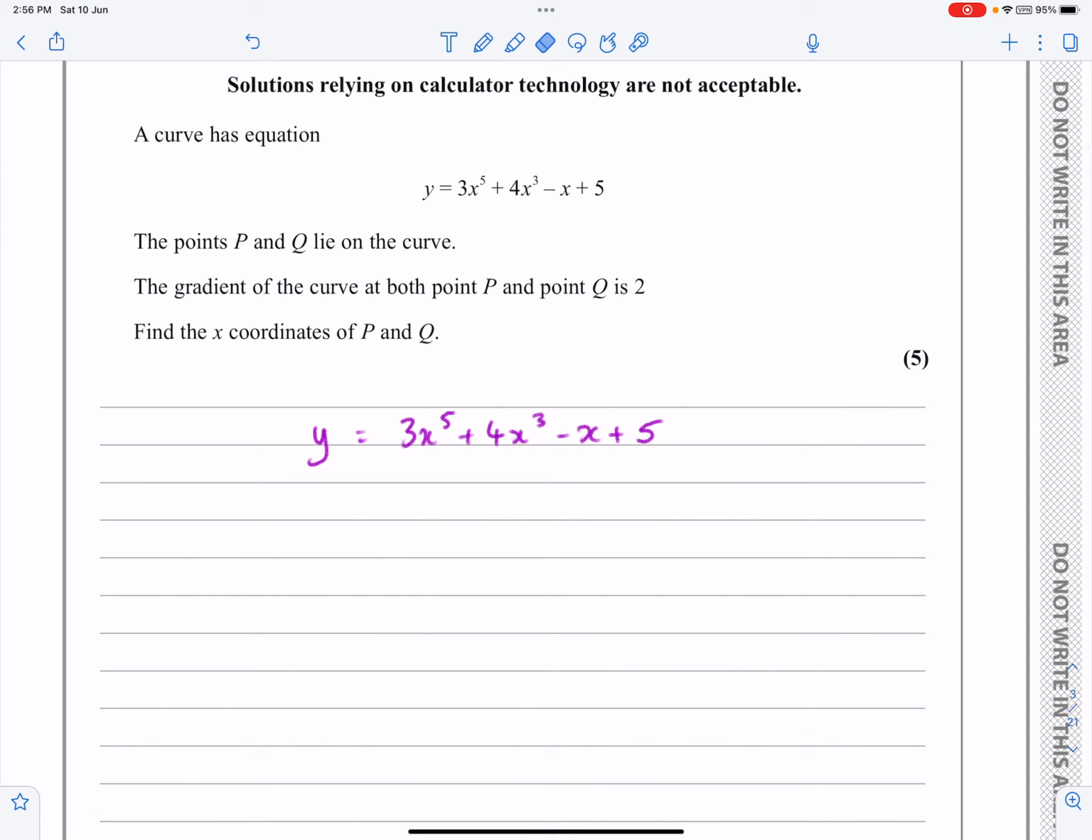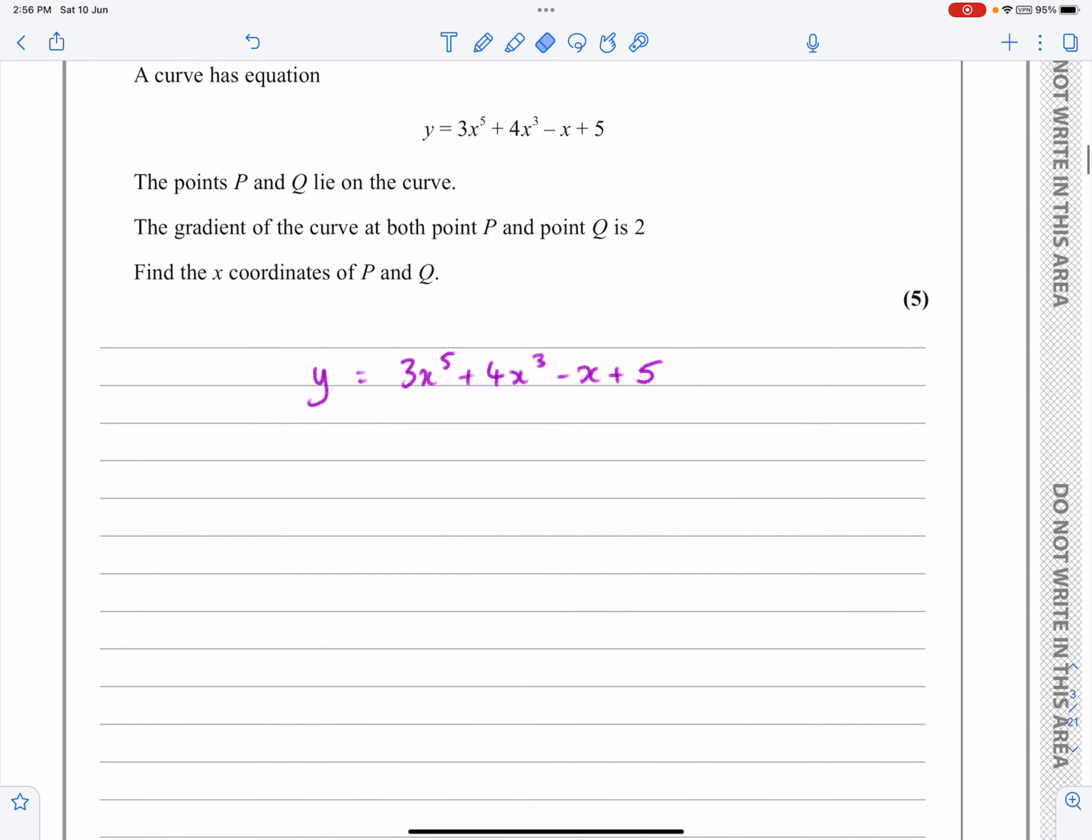But what I've got to do then, my game plan is differentiate. That will give me my gradient function. And if the gradient is equal to 2, then that gradient function is going to be equal to 2. Get an equation, solve it, hopefully, and then we'll get our answers. So let's concentrate on doing the dy by dx bit properly.